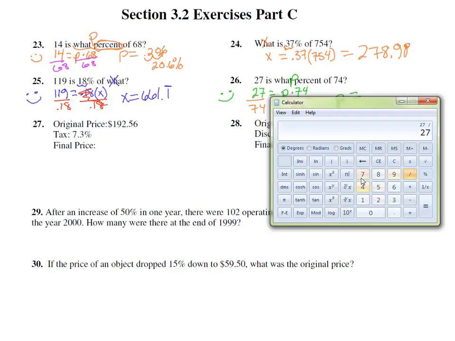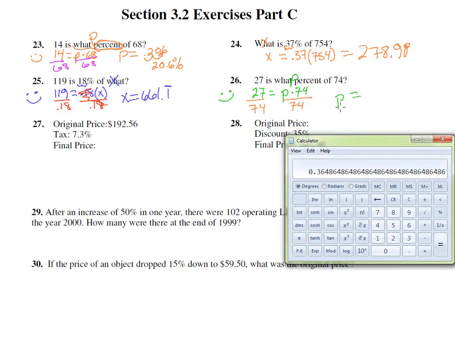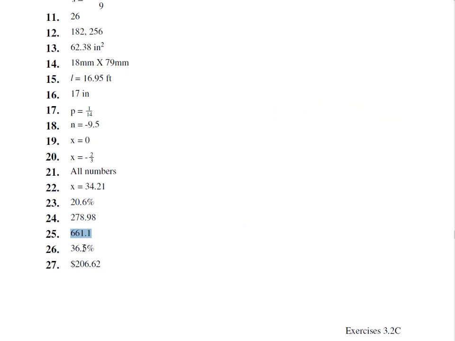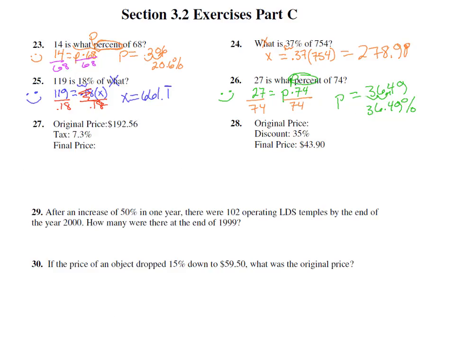27 divided by 74. And that equals 0.3649. It's asking for a percent, so we do need to change this decimal into a percent. 36.49%. Let's check that answer. And they did 36.5%, rounding it to 1 decimal place. Perfectly fine. Nice.